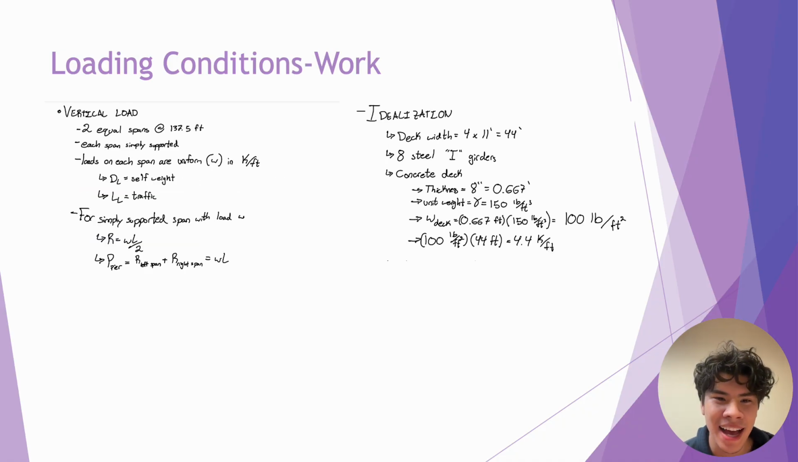So on the left side, we got our assumptions. On the right side, we have our realizations. Underneath that, we calculated the weight of the concrete deck. We assumed a thickness of 8 inches, a unit weight of 100 pounds per feet cubed. And from that, we were able to get a distributed weight of our concrete deck of 100 pounds per feet squared. Multiplying by the width, we got 4.4 kips per feet for the weight of our concrete deck.